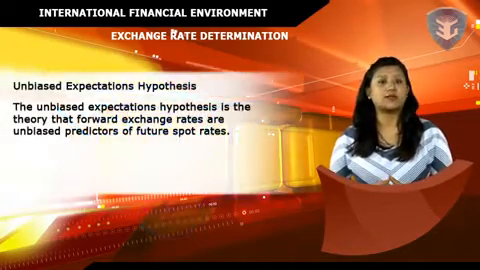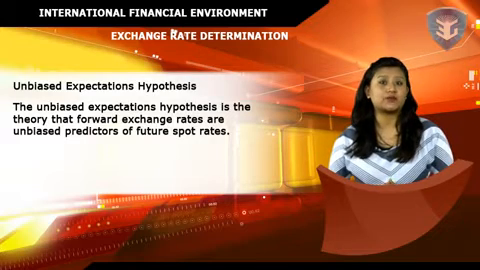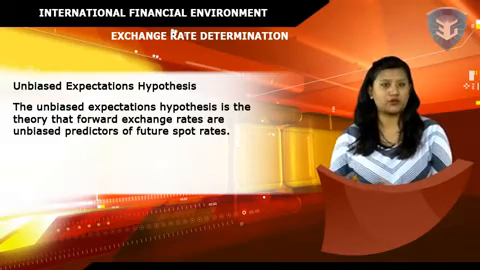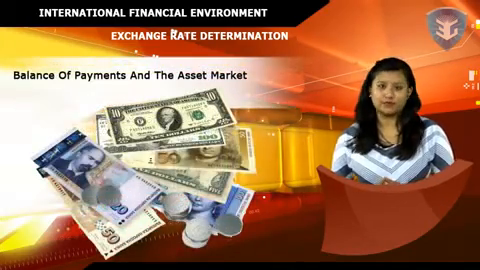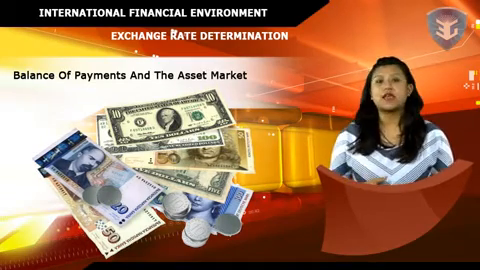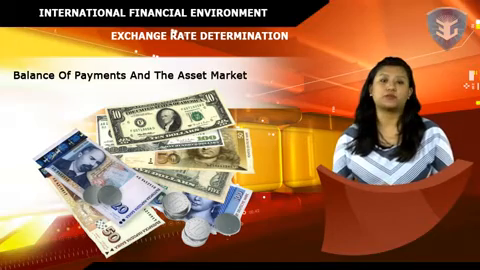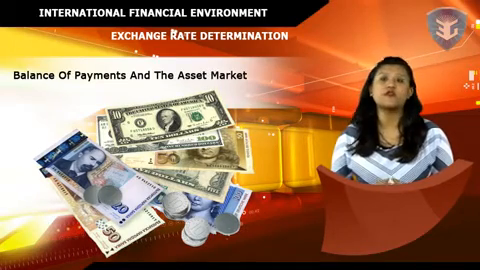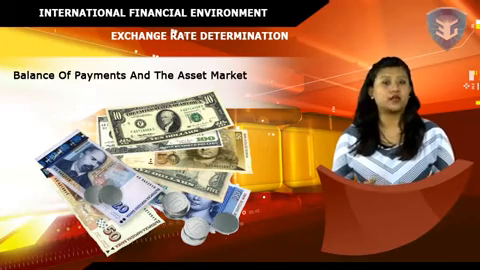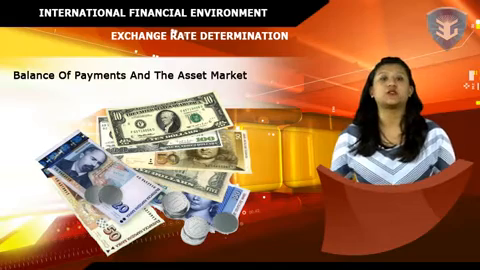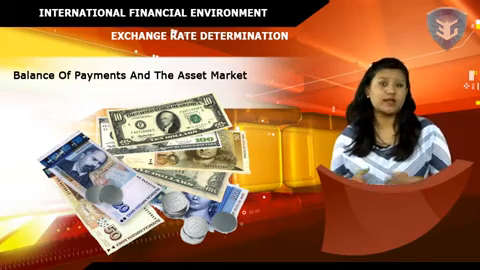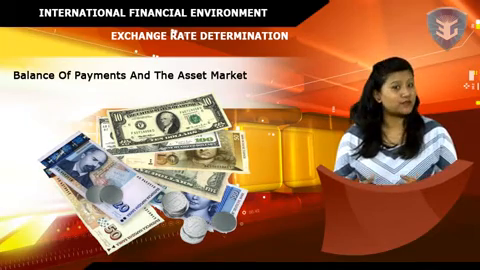Unbiased expectations hypothesis. The unbiased expectations hypothesis is the theory that forward exchange rates are unbiased predictors of future spot rates. Balance of payments and the asset market. There are two models to calculate exchange rates, the balance of payments approach and the asset approach. In the balance of payments or BOP approach, the domestic price of a foreign currency is determined by the intersection of the market demand and the supply curves for that foreign currency. The asset approach is based on the idea that exchange rates are based on relative real interest rates and expectations for economic growth and profitability.